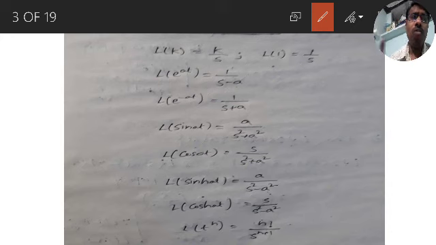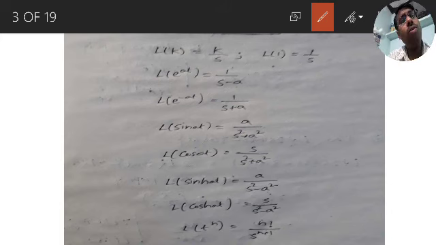That's why we defined the Laplace transform, an integral formula: integration from 0 to infinity of e power minus st into f of t, denoted by L of f of t. The integration value is in terms of s, so it is denoted by f bar of s, where s is a parameter. That is the definition of Laplace transform. Then we gave its standard formulas, then the linearity property, and then we did the problems. This is what we covered in the last class.